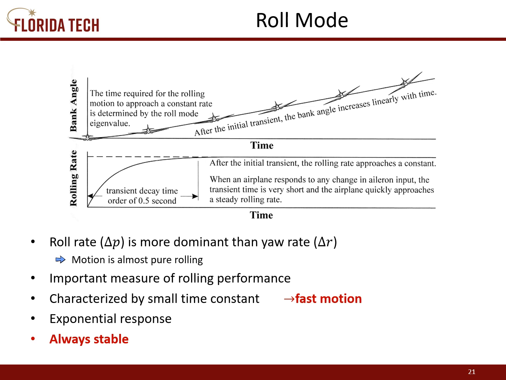Roll rate is more dominant than yaw rate, so the motion's almost pure rolling. This is an important measure of roll performance, more important for fighter aircraft than, say, transport aircraft or training aircraft. It's going to be characterized by a small time constant to give us fast motion. It's going to be an exponential response, or first order response, and it's always stable.